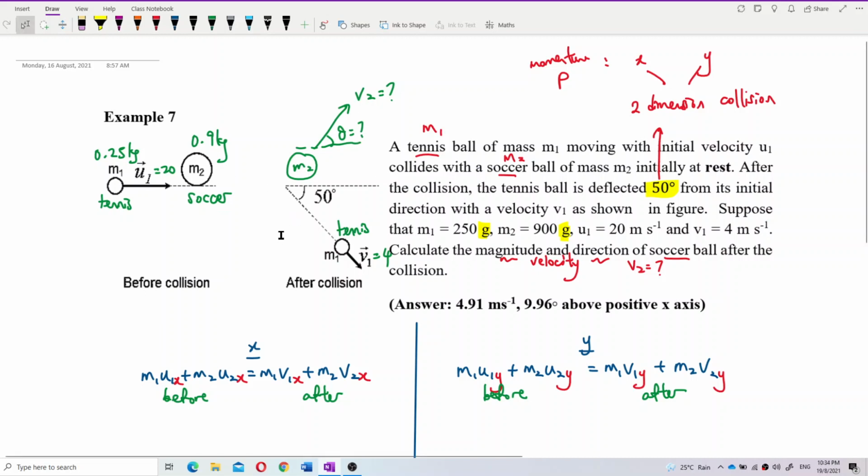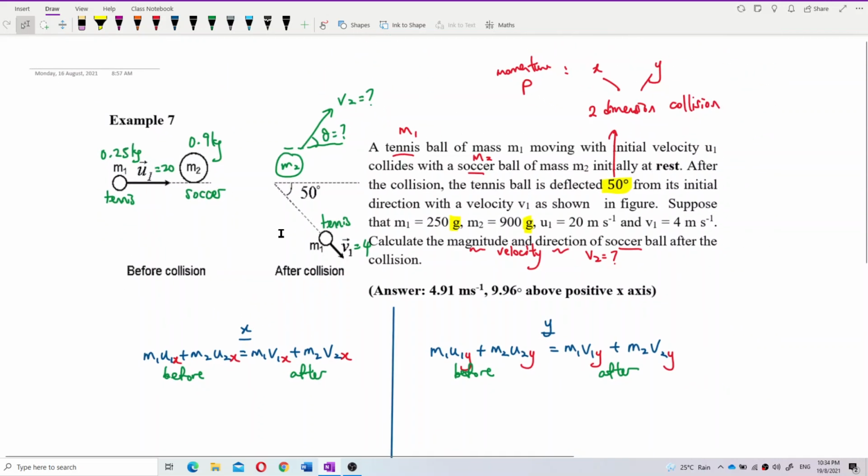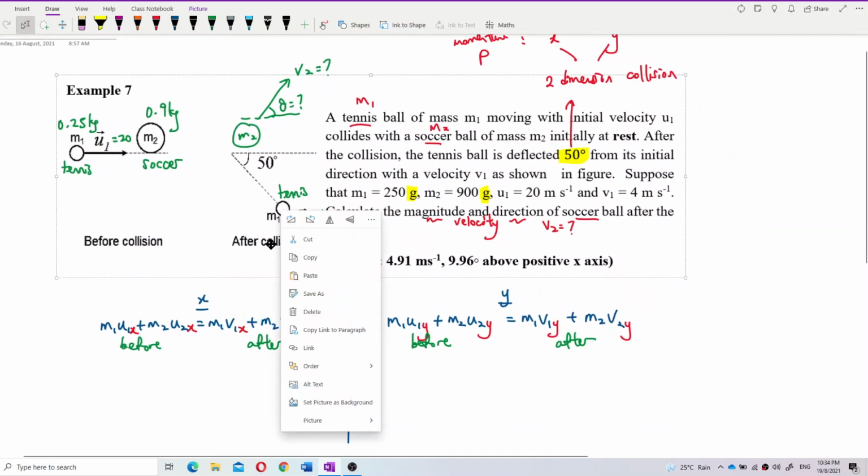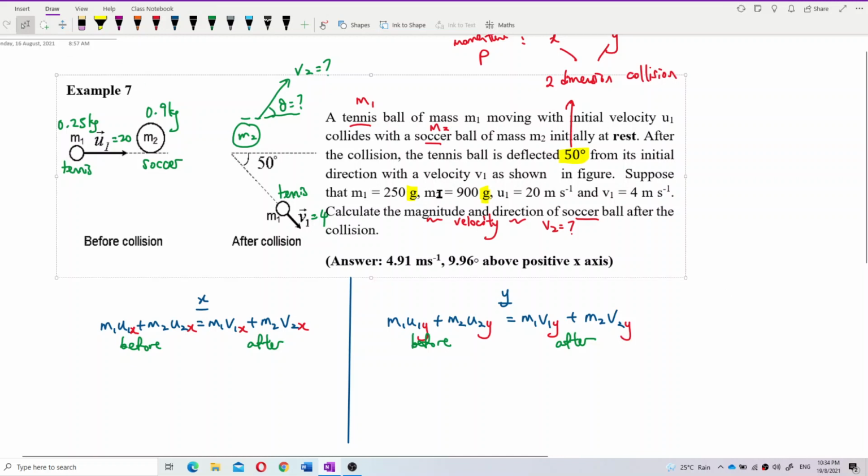First of all, let us just do it. Okay, hold on a second. Right, so let us first look at the x components.